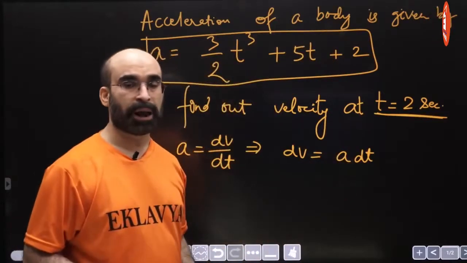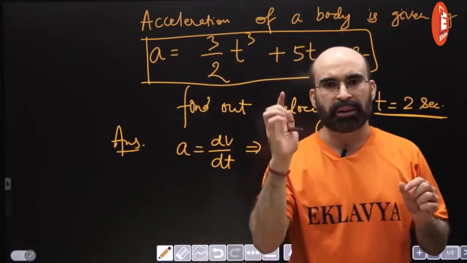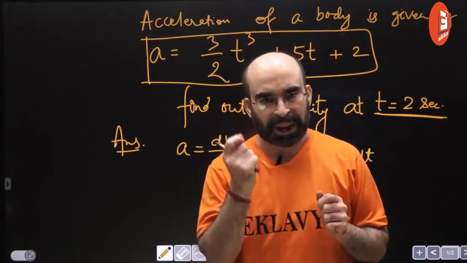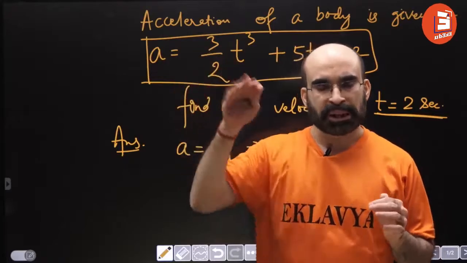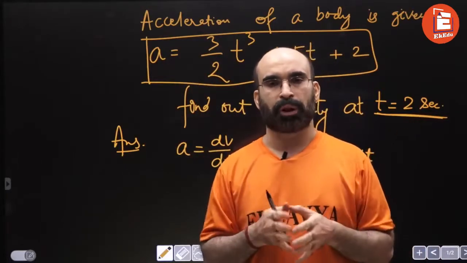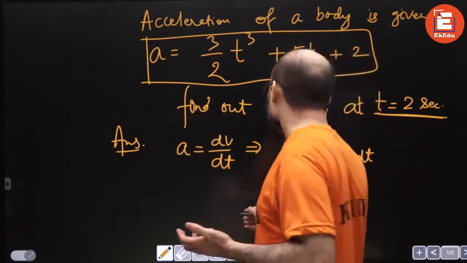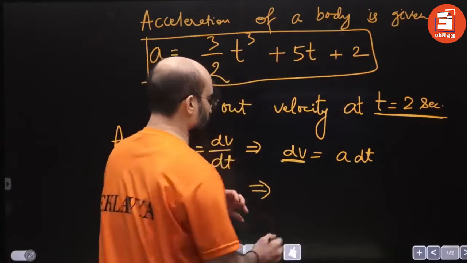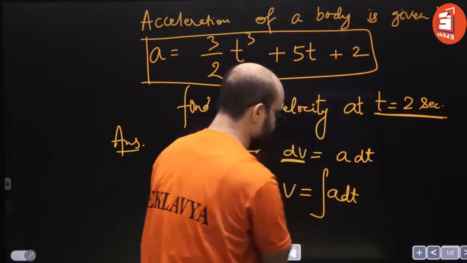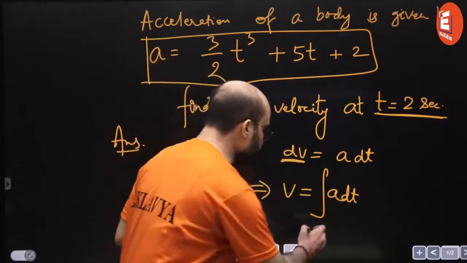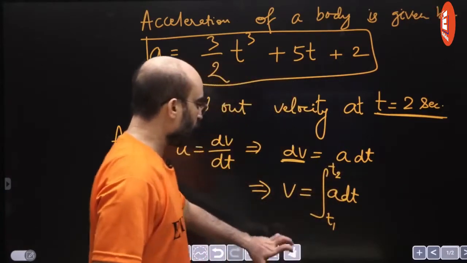You will put it here, and this is one very small portion, a very small value of velocity. If you add up all those velocities, in integration we do that, so we will have this velocity. So the tool which we are going to use is integration. This is going to be the integration of a into dt, and the limits are given as t1 to t2. So this we need to understand.